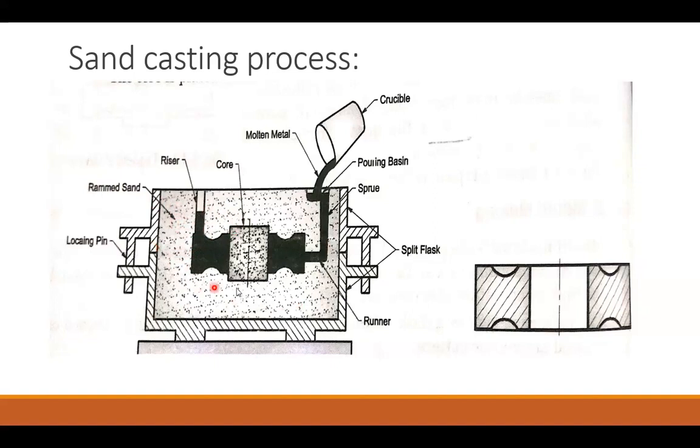To make this cavity, we have to use the pattern. Around the pattern, the sand is rammed. Riser, then pouring basin, sprue, these are the parts of the gating system. Crucible, in which the molten metal is there, is poured inside this cavity, and after solidification we will get this finished product.